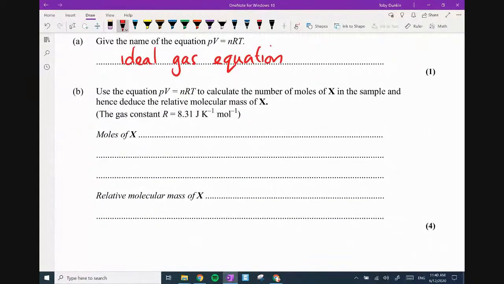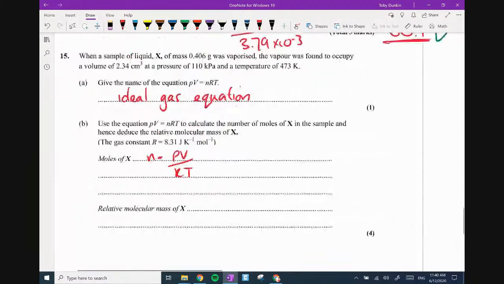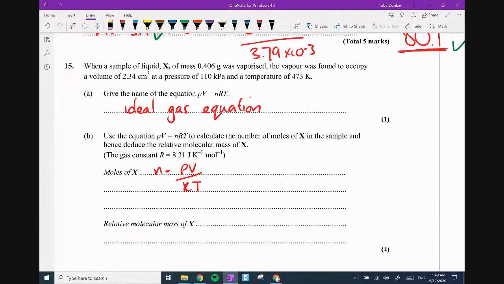Okay, use the equation to calculate the number of moles. So there's going to be a rearrangement. Number of moles equals PV over RT. Yeah. Next, calculate the number of moles in the sample and hence the relative molecular mass. So hang on, I've got data. Oh, okay, and hence the relative. It's the same kind of thing. I like it. So let's run our numbers in.